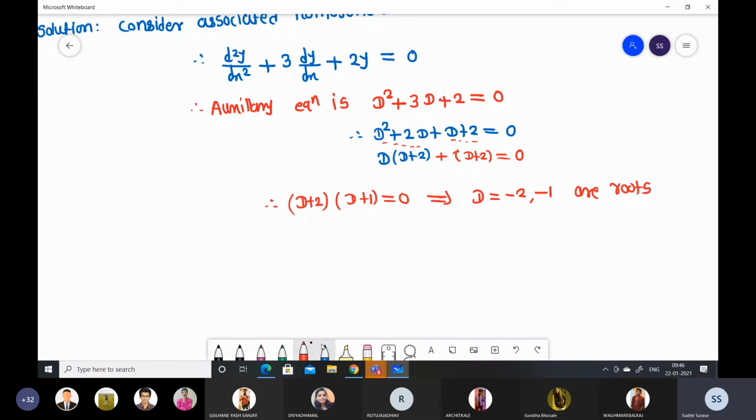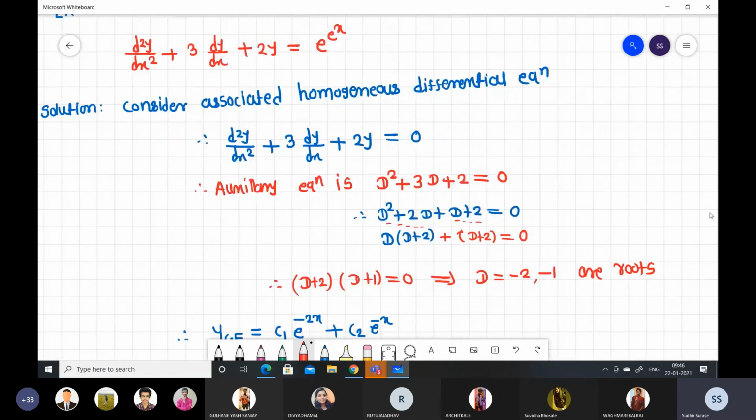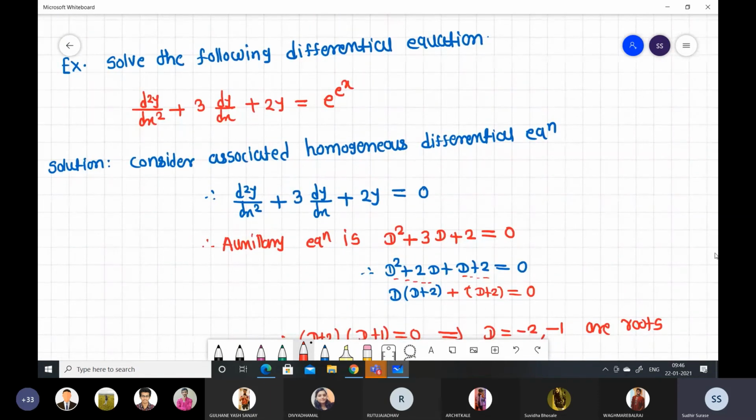And you can see both are real and distinct. So therefore y_CF, that is the solution of the associated homogeneous differential equation, the complementary function: roots are real and distinct. So case number 1, C1 e to the power first root, minus 2 times x, plus C2 e to the power second root, minus 1 times x. Okay, so this is the complementary function. Next, we are looking for the particular integral just for the right hand side term e to the power x.